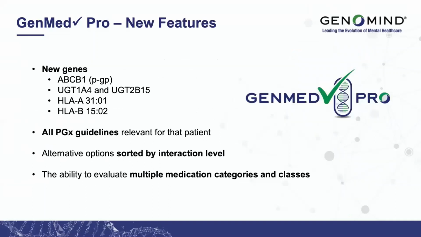Now, the predecessor to GenMed Pro was GDIG, or the Genomind Drug Interaction Guide. Just this week, just Monday, we rebranded it and relaunched it with a bunch of new features. So I want to address these new features. We have incorporated pharmacogenetic guidelines into the tool.